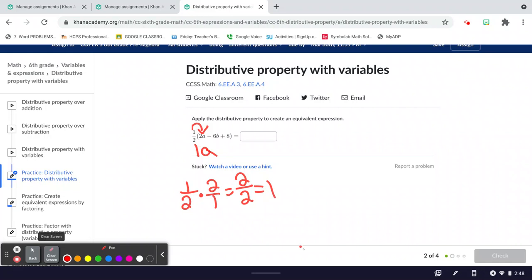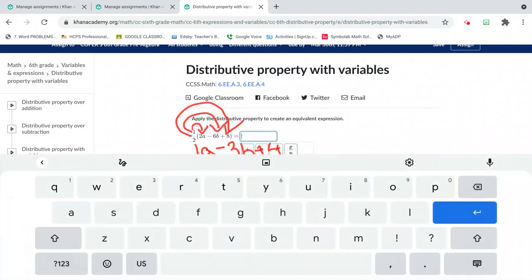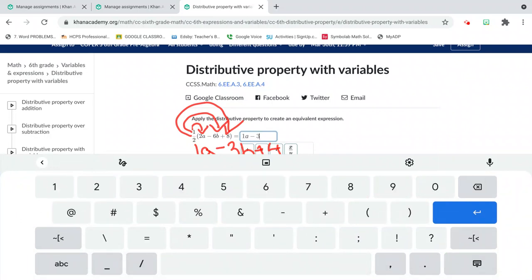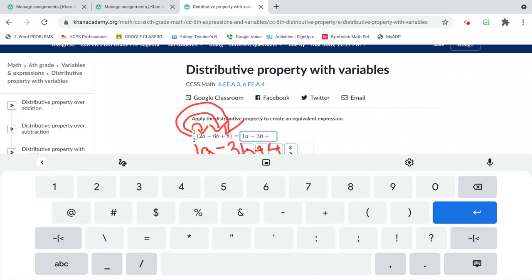I know that I have to put my negative sign back. Half of 6 is 3b. Or I could have multiplied out 1/2 times 6 over 1. 1 times 6 is 6. 2 times 1 is 2. 6 divided by 2 is 3. It's easy if you just know what half of the number is. Half of 8 is 4. So I know that my answer has to be 1a minus 3b plus 4.